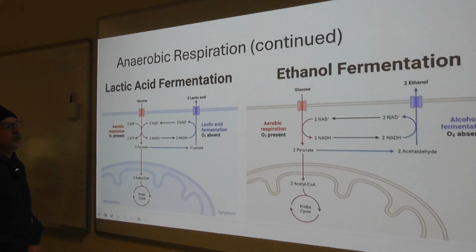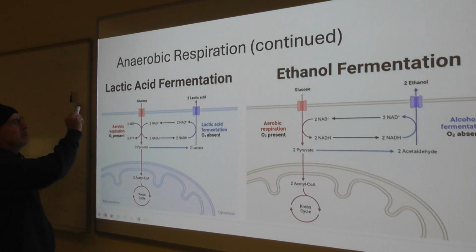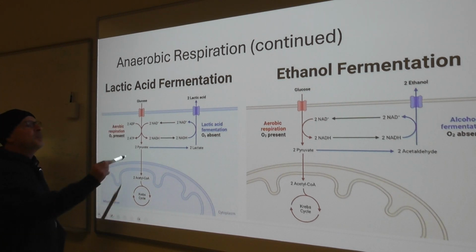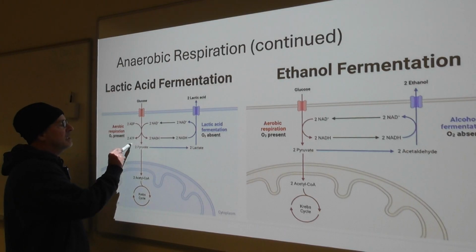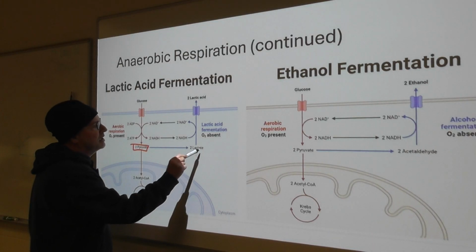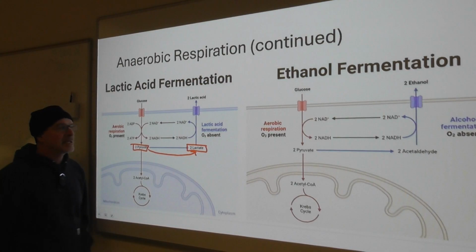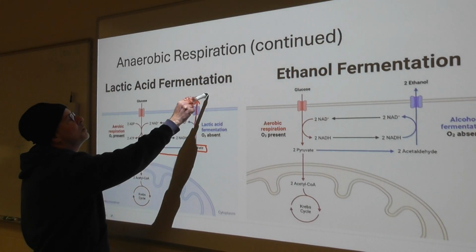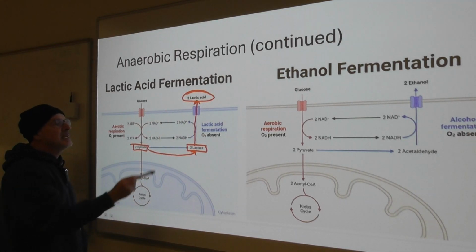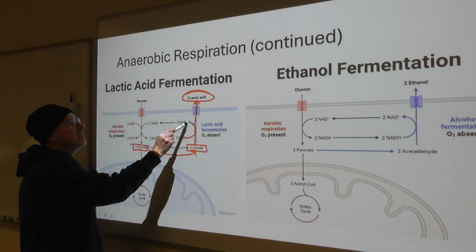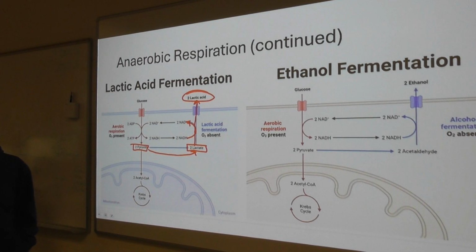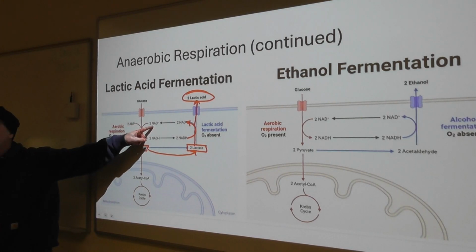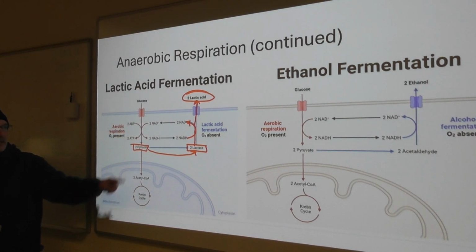So here's what those two fermentations look like. You don't need to know the details. In lactic acid fermentation, the pyruvate is converted through another process into another 2-carbon sugar called lactate. That is, a whole bunch of stuff happens. We end up with lactic acid, and our NADH is oxidized to NAD+. And now we have our NAD+ that can be used in glycolysis.